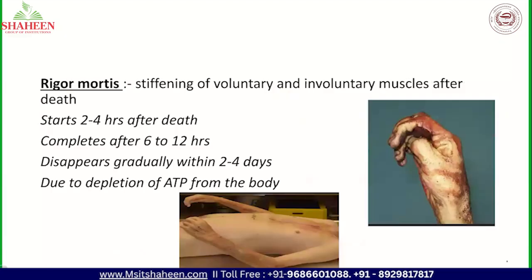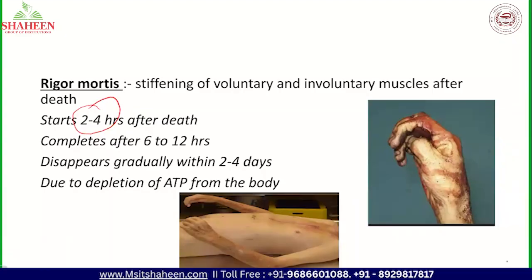Next, what is meant by rigor mortis? Rigor mortis is a stiffening of voluntary or involuntary muscle after death. Soon after death, about 2 to 4 hours after the death, what will happen? The muscle undergoes a contraction form.